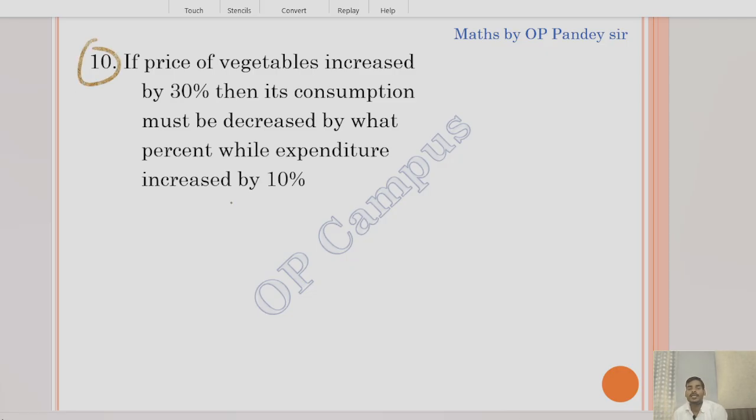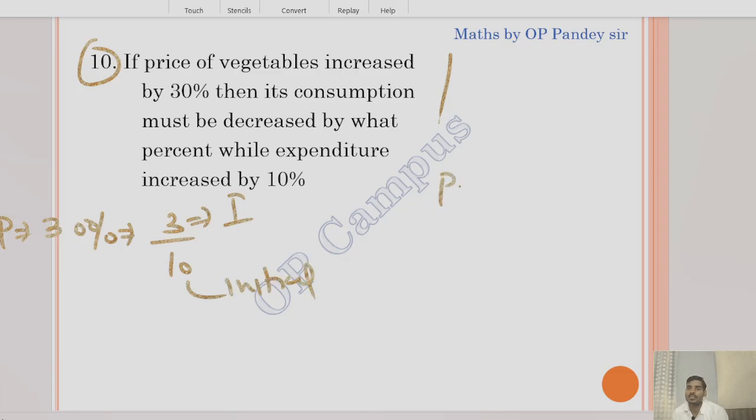Question number 10. If price of vegetable increased by 30%, then its consumption must be decreased by what percent, while expenditure increased by 10%. Please see this. We have two approaches to solve this question. Price increased by how much percent? 30%. So this is 3 divided by 10. This is the increased price and this is the initial price, right? So if the ratio of price is 10, then present price becomes 13. Quantity must be 13 and blank.